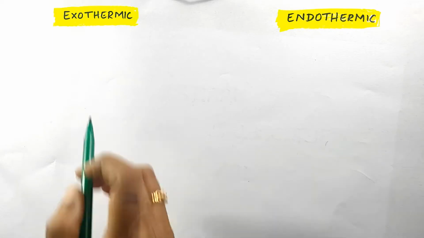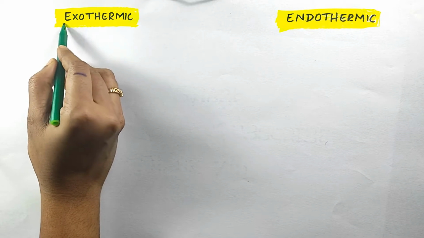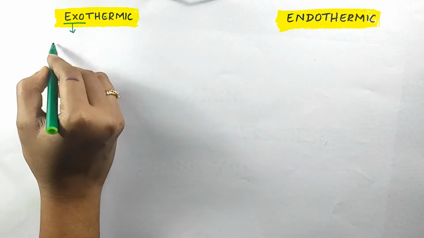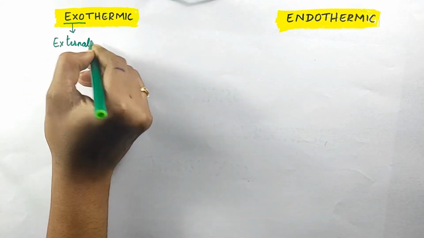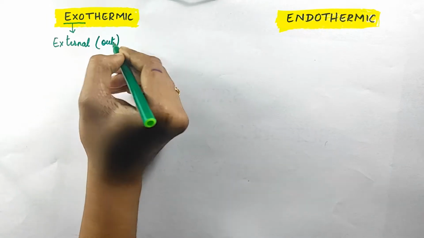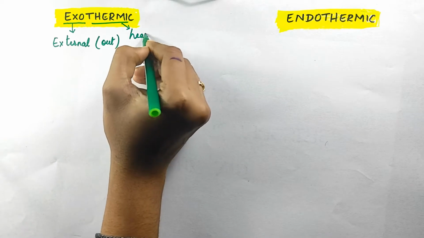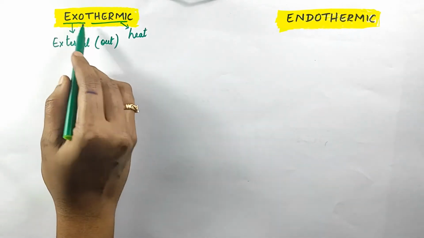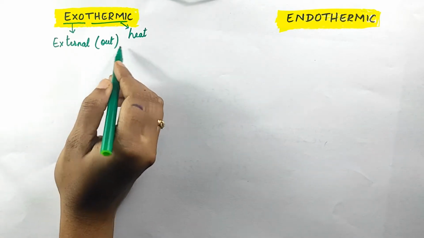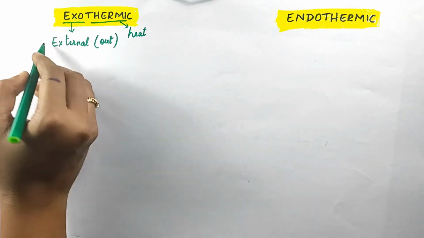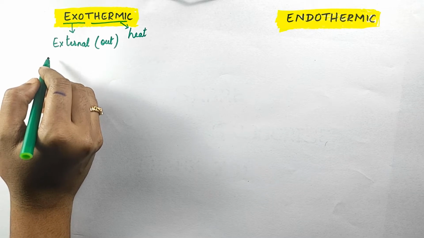Exothermic and endothermic reaction. So exothermic reaction means exo. It means external, that means outside. Thermic means heat. So exo means external, that is outside, and thermic means heat, that means heat has been released. The definition of exothermic reaction is the process of heat released to the surrounding.